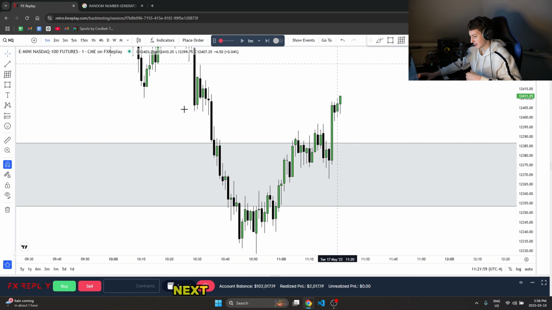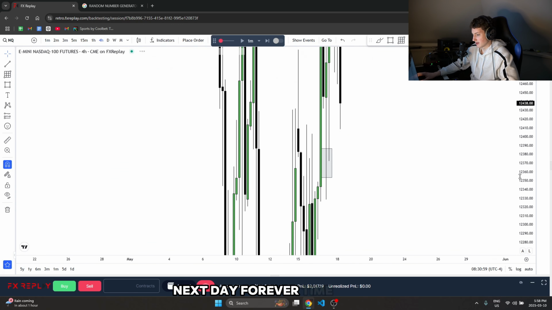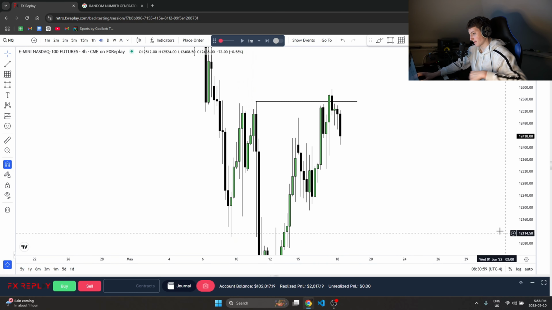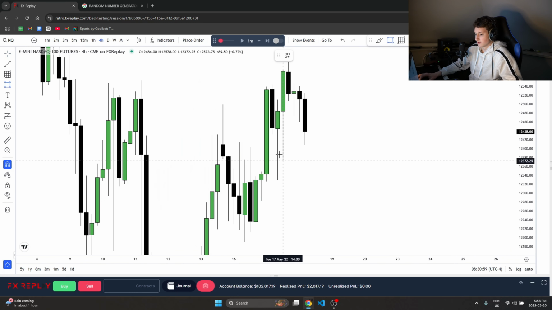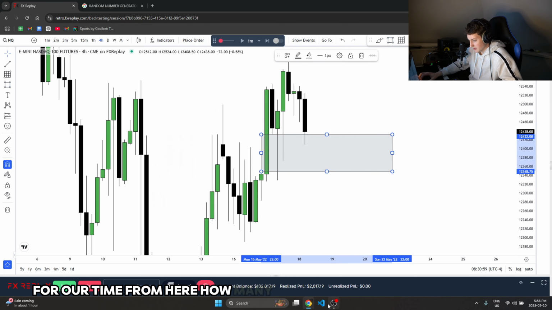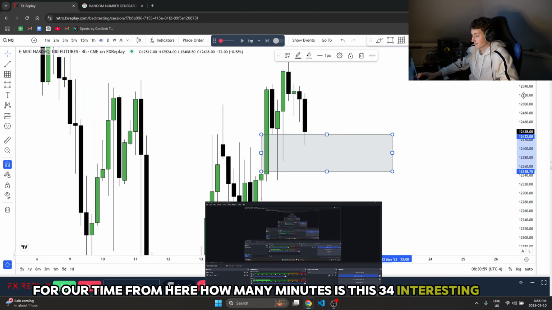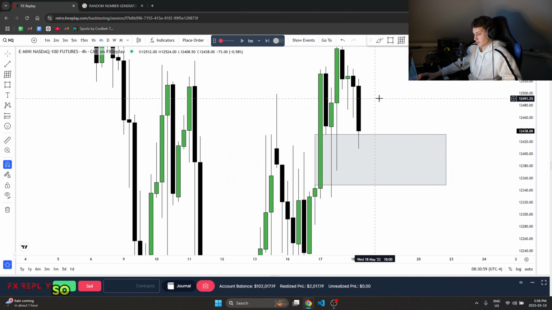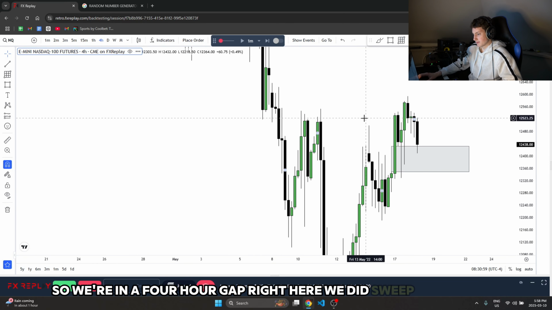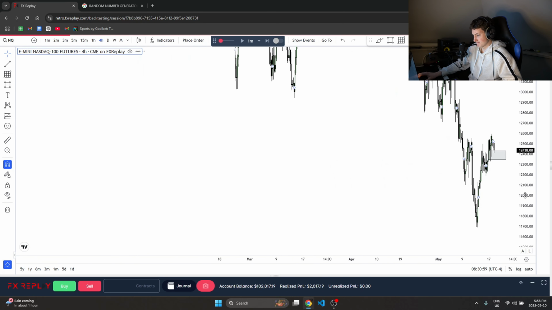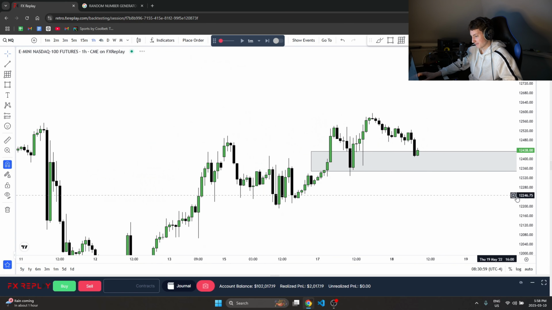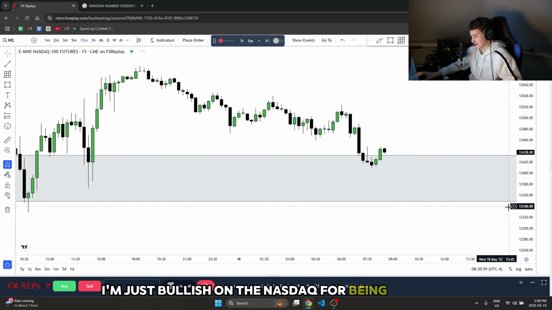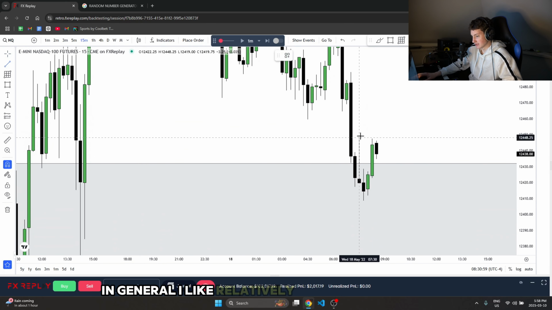It's 11 a.m. next day. 4-hour time frame. Four-hour time frame here. How many minutes is this? 34. Interesting. Okay. So we're in a 4-hour gap right here. We did sweep those highs. I'm sorry, I'm still bullish. I'm just bullish on the Nasdaq for being this low in general. I like relative equal highs right here.